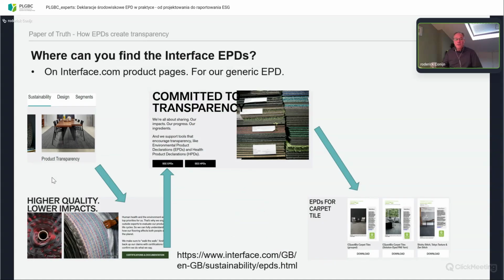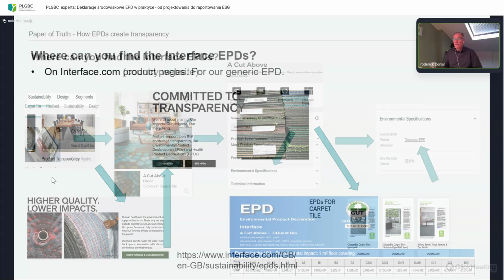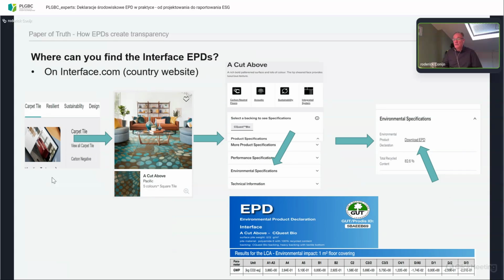Of course, you need to know where you can find EPDs. So this is a scheme where you can find the EPDs on the website of Interface. On product level, it always will stay on the environmental product specifications, and then you will see a small piece where you can download the EPD, and then depending on the product, you will get a group EPD or a product-specific EPD from the website of Interface. And then, of course, you can look at the GWP number A1 to A3.